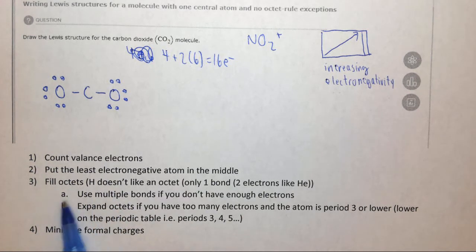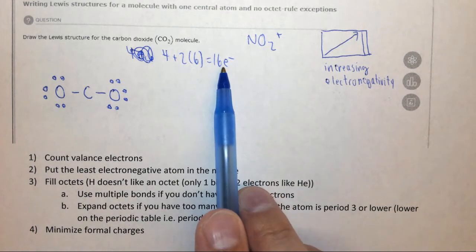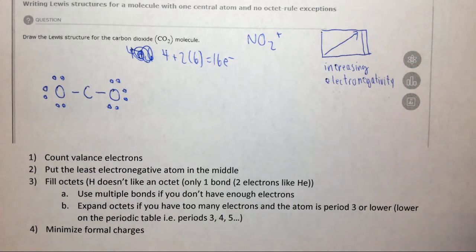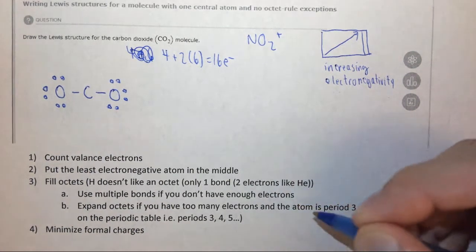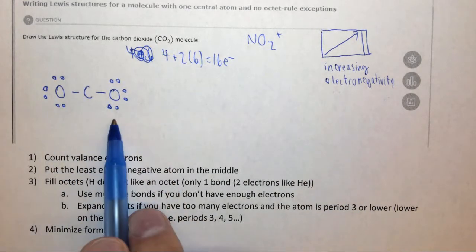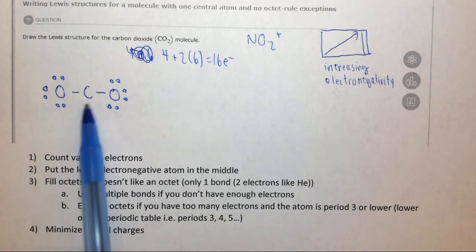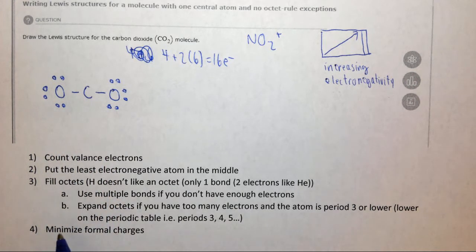Point A under fill octets is use multiple bonds if you don't have enough electrons. I have 16 electrons. I can't fill the octets of all my atoms. My only option is to use multiple bonds. Note, we only use multiple bonds if we need them. I didn't start by drawing this with multiple bonds. I started by drawing it with single bonds. And now I realize I need multiple bonds because carbon's octet is not filled. Doing Lewis structures is answering a series of questions. It's kind of like doing a puzzle. And just like anything else, if you practice, you get good at it. A little bit of practice goes a long way.